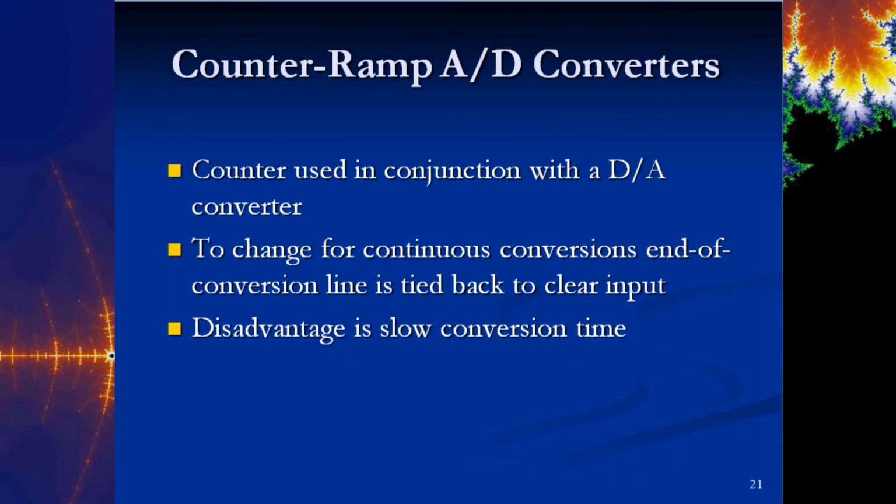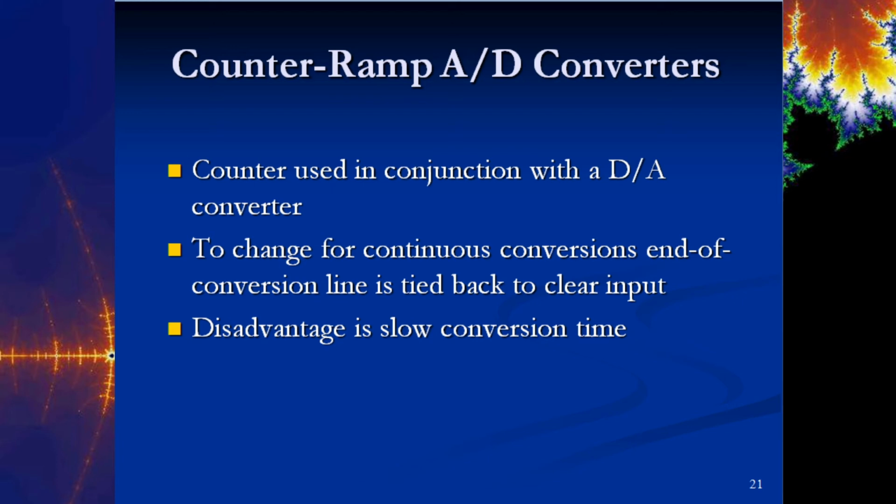Counter out is one way that we can do analog to digital conversion. So essentially what we have is a counter that's used in conjunction with a digital to analog converter. We're going to take a look at a picture of one of those here in just a second. So it says to change for continuous conversions, the end of conversion line is tied back to clear the input. The major disadvantage of using this is the slow conversion time, and you'll see why here in a second.